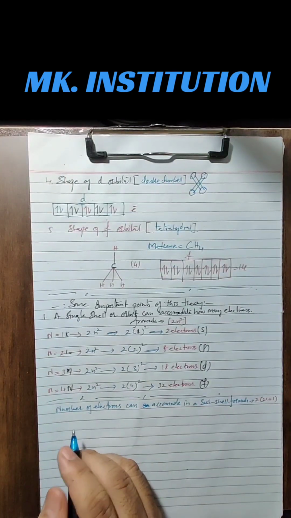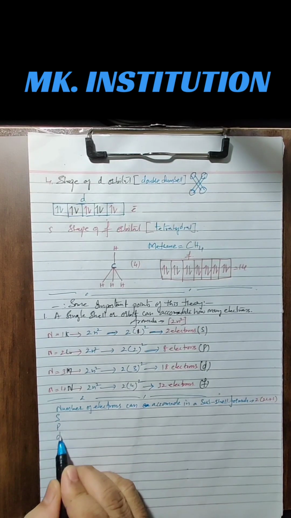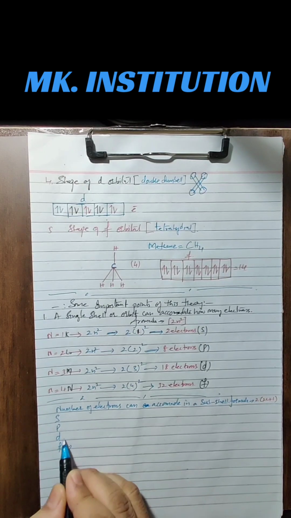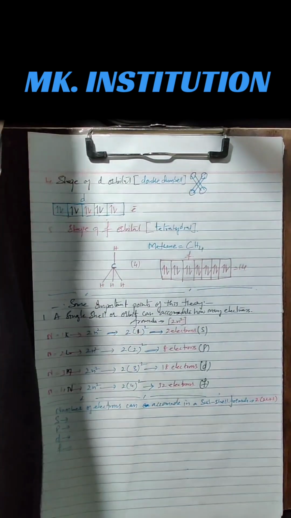Now check it out here: S, P, D, F. These are the subshells. Clear? What are the shells here now?